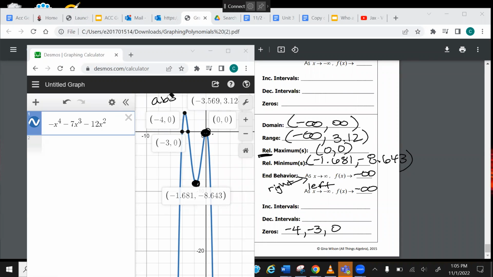Now, for increasing and decreasing, this is where everybody always messes up. Okay. Remember, you're going to start down here in the little cart. You're going up or down on this part? Up. So we're increasing. So we're going from negative infinity to negative 3.569. And then you're going from the top down. So that's going from negative 3.569 to negative 1.681.